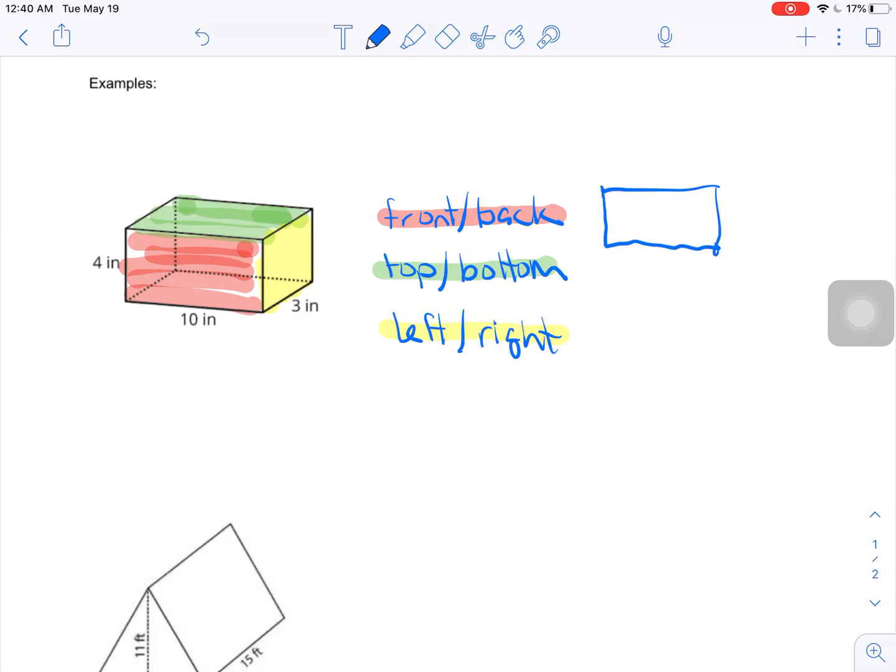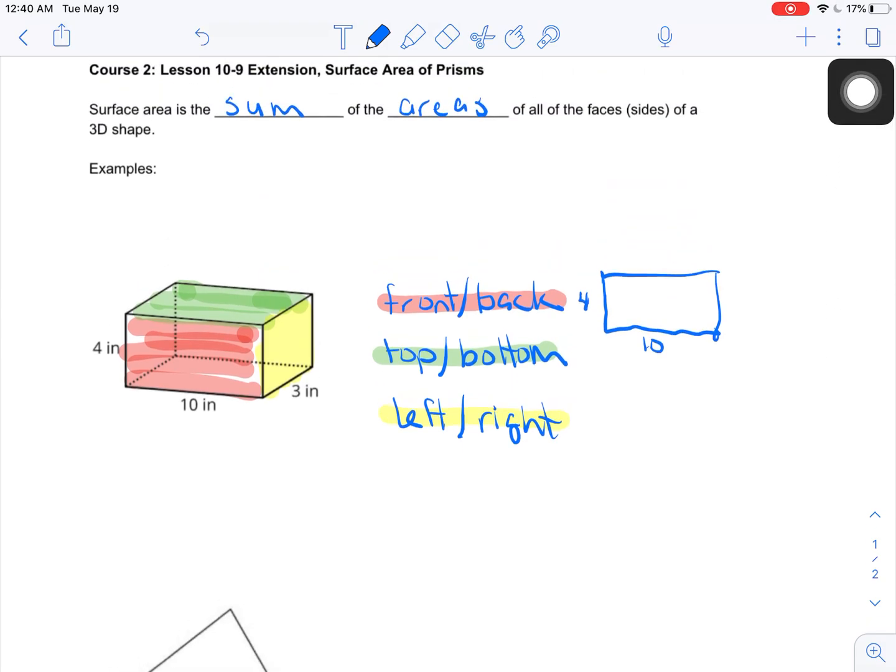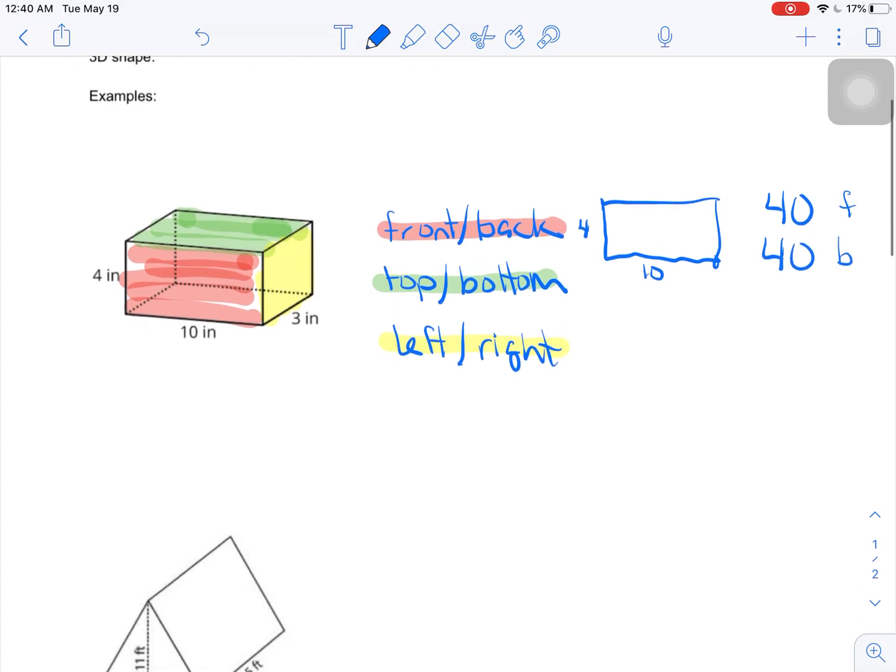So the front and the back are both rectangles, and we're going to take the units off. We know we're working in inches. We'll put them back on in just a minute. They are both 4 by 10. So if we find the area of a rectangle, length times width, 4 times 10 is going to give 40. But we need 2 of those, one for the front and then another 40 for the back, right? So the front and the back are both going to be 40.